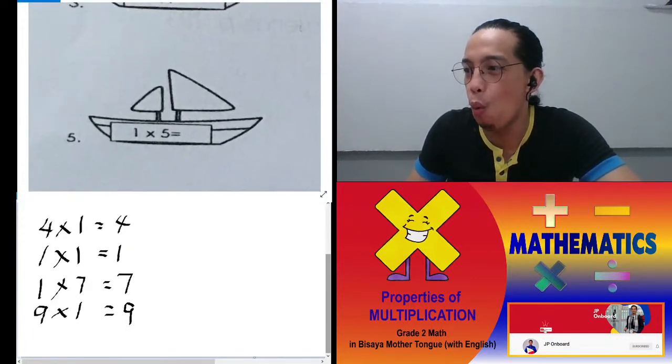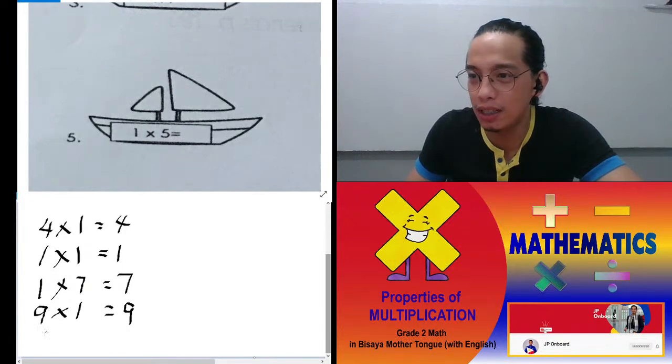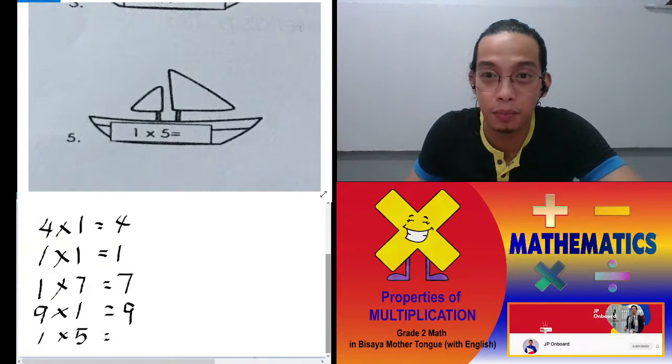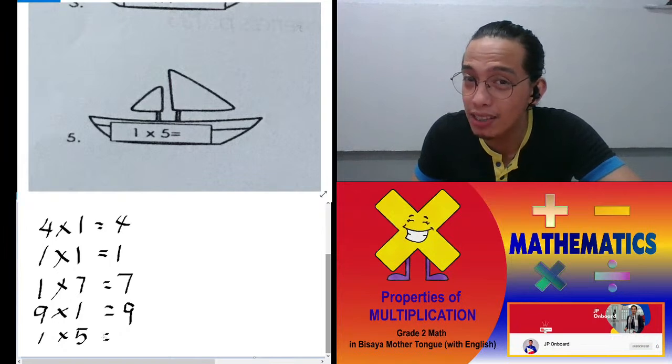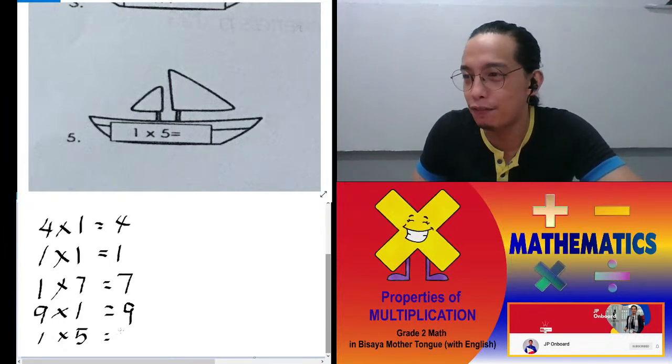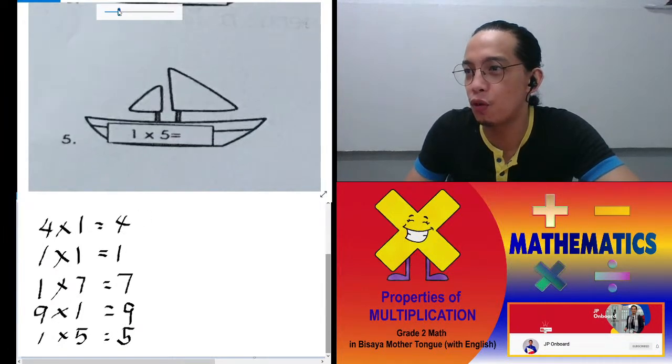We have 1 times 5. The multiplication by 1 property is any number multiplied by 1 is the number itself. So, the answer is, 1 times 5 is 5. Correct. Alright, let's move forward to the next activity.